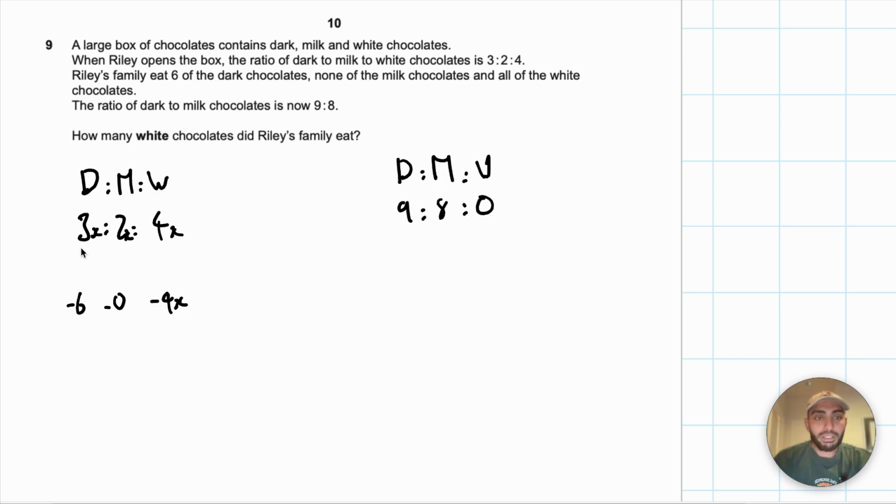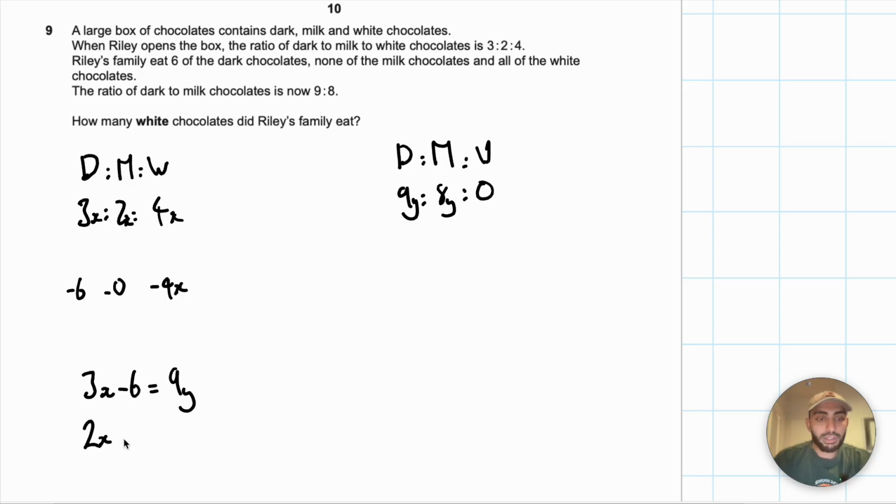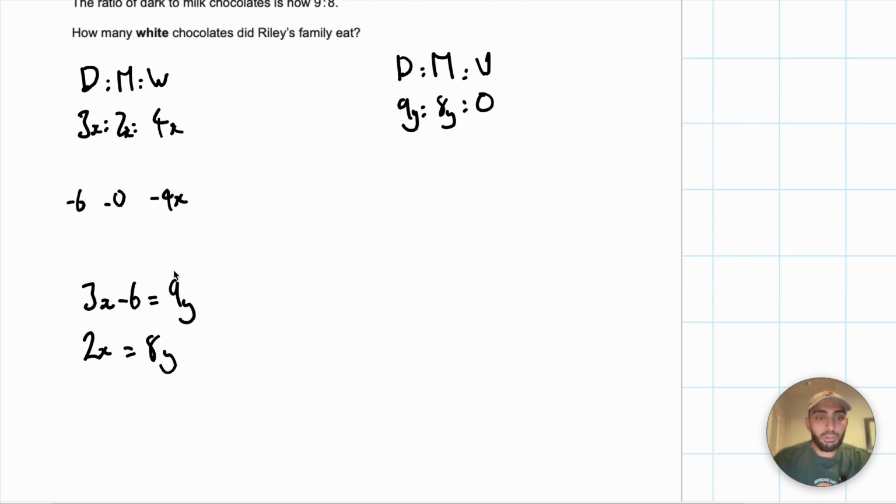Because we know how many dark chocolates we start off with, 3x, and we took away 6, we ended up with 9 lots of something. I'm going to call these values y. So 3x minus 6 is equal to 9y. For the milk chocolates, I started off with 2x, I took away 0, and it ended up as 8y. So 2x is equal to 8y. How could I solve both of these equations?